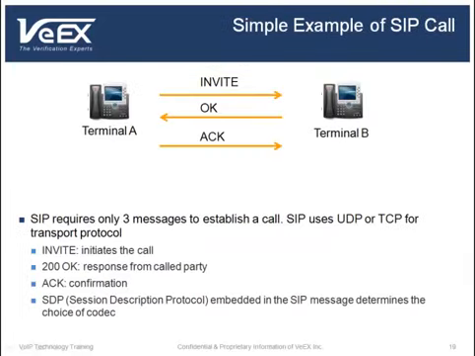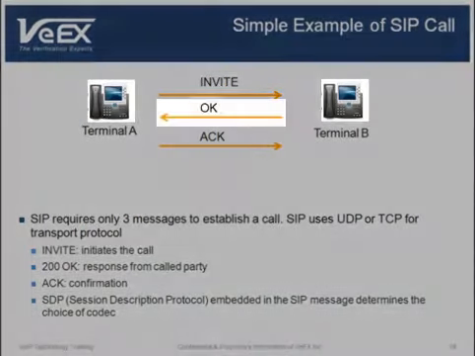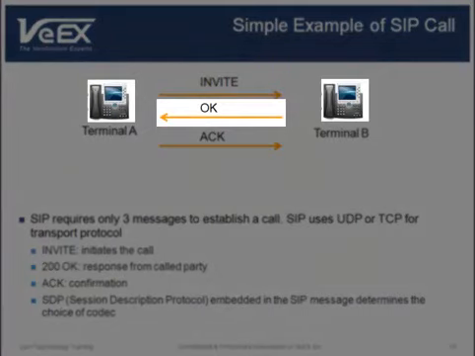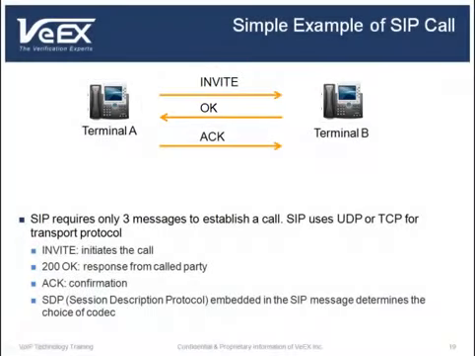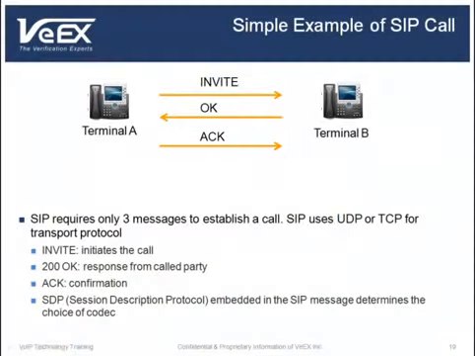The simplicity of the call setup with SIP has been a factor in its success. Only 3 messages are necessary to set up a call between 2 endpoints. SIP uses UDP, or Transmission Control Protocol, as a transport protocol. In this example, the first message, which is from Terminal A, is the invite initiating the call. The second message is the OK, the response from Terminal B to Terminal A. The third message is the confirmation from Terminal A. The Session Description Protocol embedded in the SIP message determines the codec that is used.